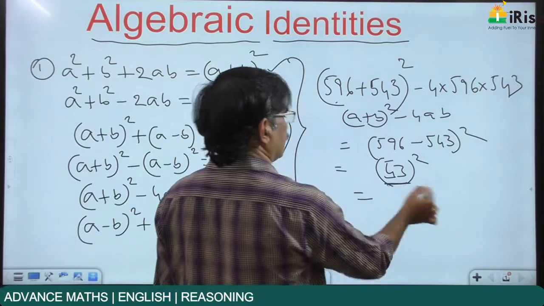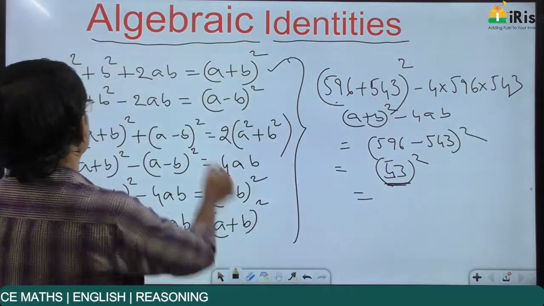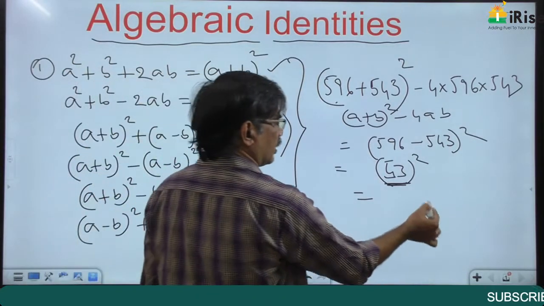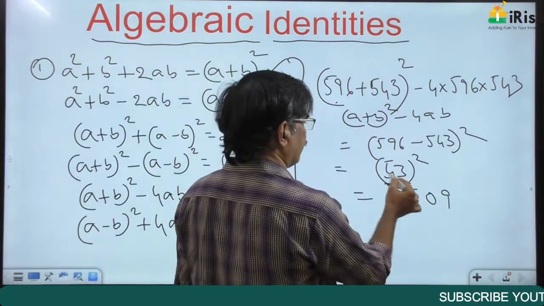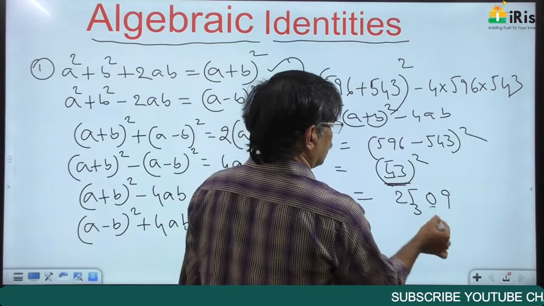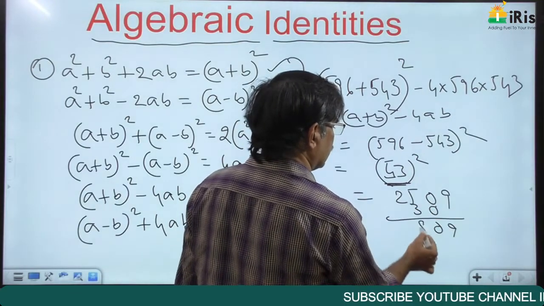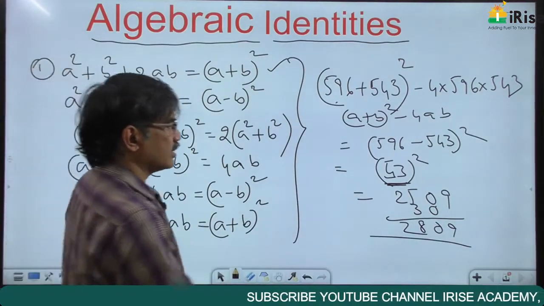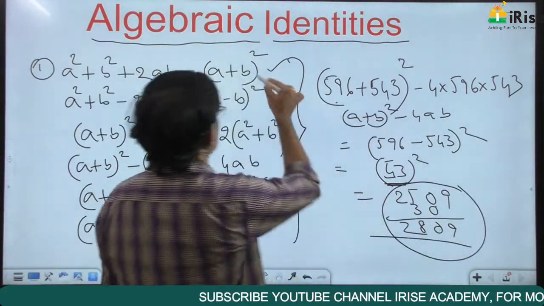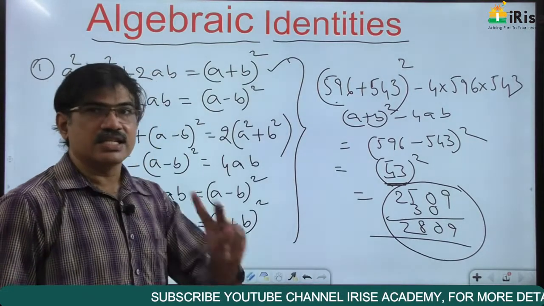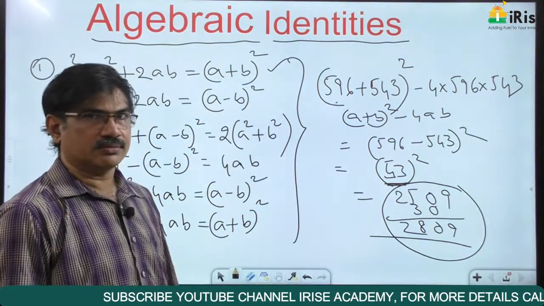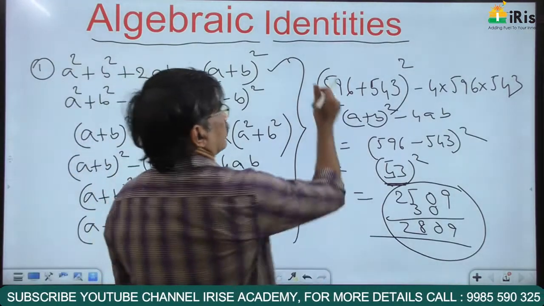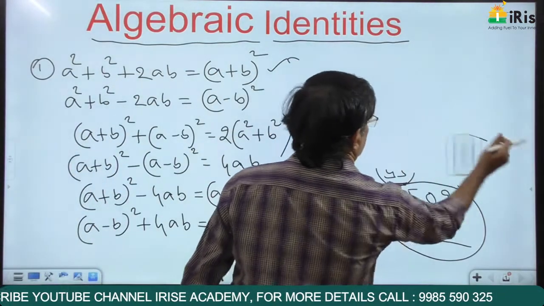So what is 53 whole square? Squares also, based on this concept, we can find easily the squares. 3 square 9, 5 square 25, 5 3s are 15, into 2 is 30. The answer is 2809. I have just used the a plus b whole square formula to find any square. Okay, see how to find the squares based on this formula.